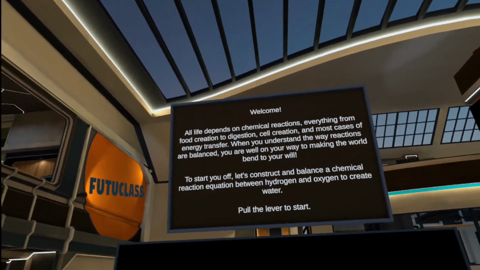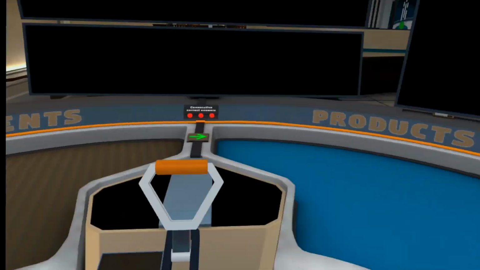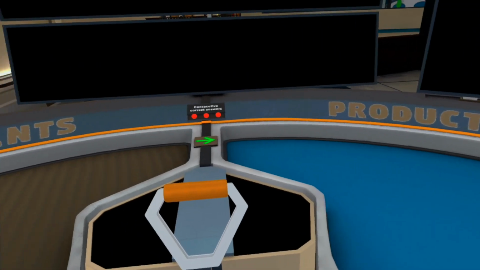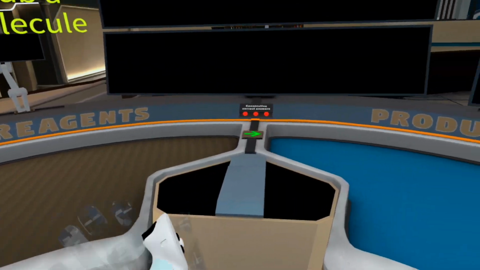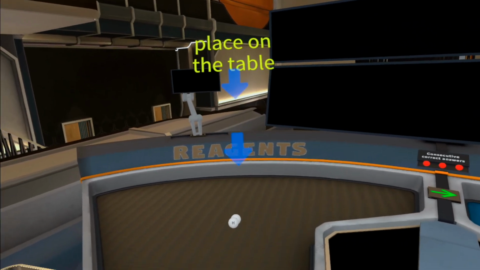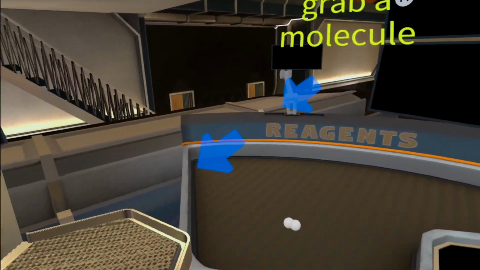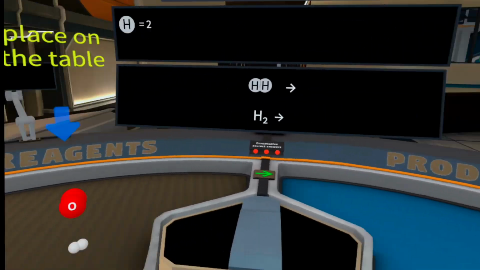Welcome! All life depends on chemical reactions, everything from food creation to digestion, cell creation, and most cases of energy transfer. Take a hydrogen molecule from the left. Place this particle onto the table. Take an oxygen molecule also from the left and place it onto the reagent side.